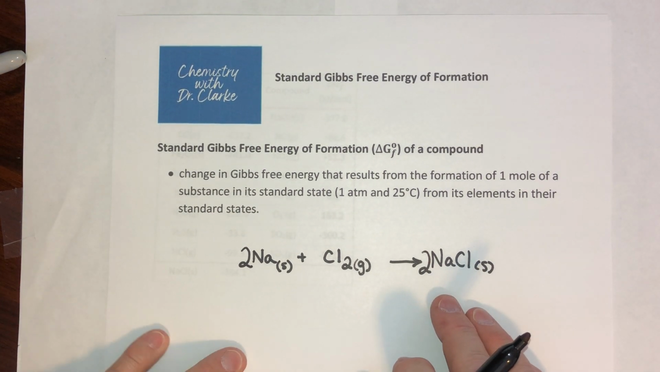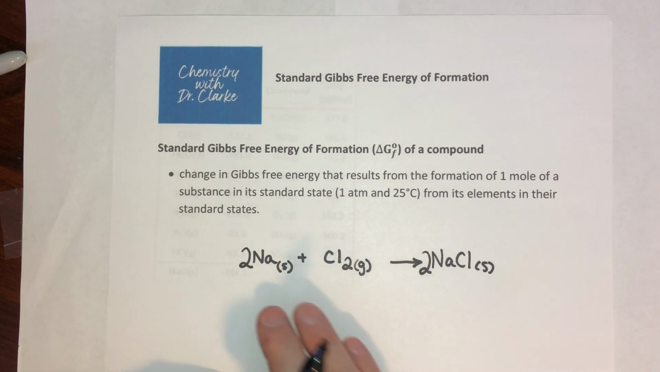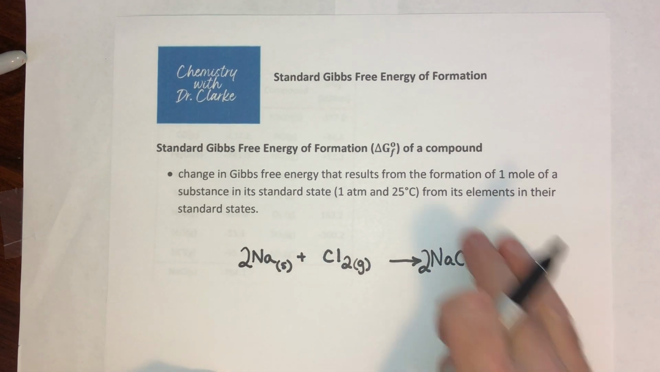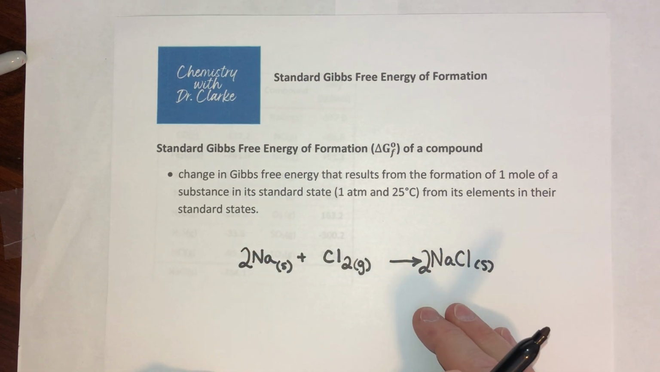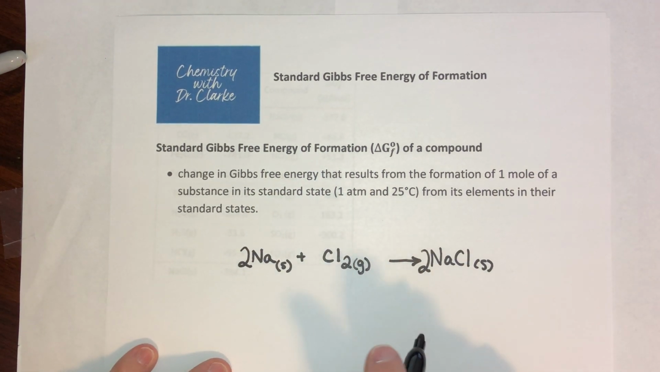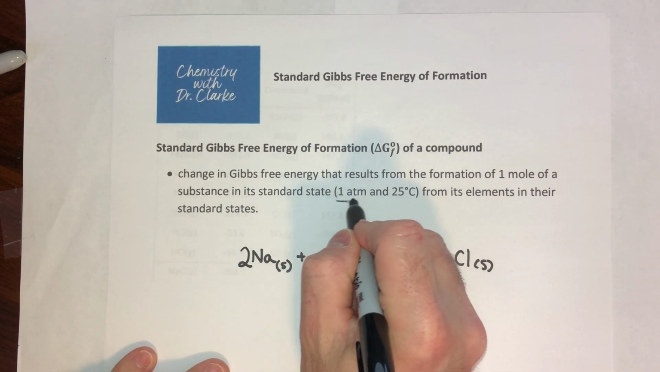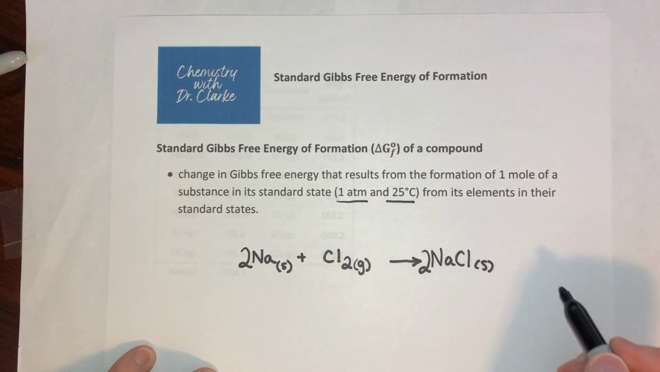So this is a formation reaction, right? I am forming my product. Now, I could measure the change in the Gibbs free energy for this, but there are some restrictions. So when I do this, I need it to be in its standard state. I need everything to be at 1 atmosphere and 25 degrees.